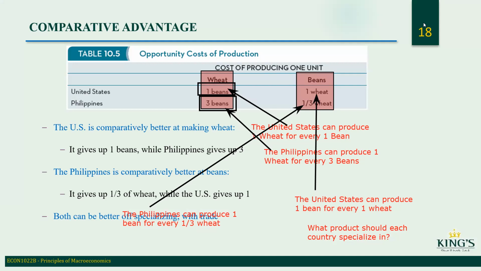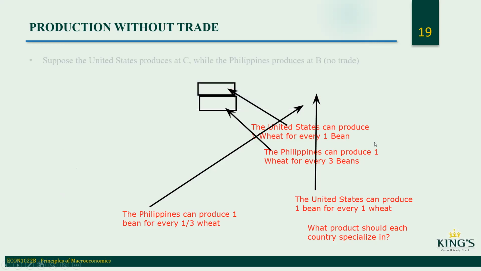So the United States would produce wheat because it costs less beans for them to produce wheat. And then the Philippines would produce beans because it costs less wheat for them to produce beans. So that's exactly what would happen here. And then production without trade: the production would be lower without trade.